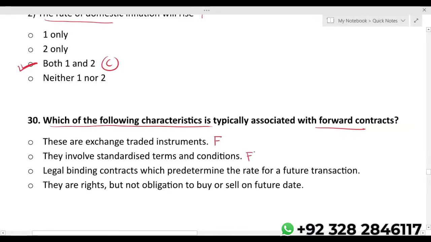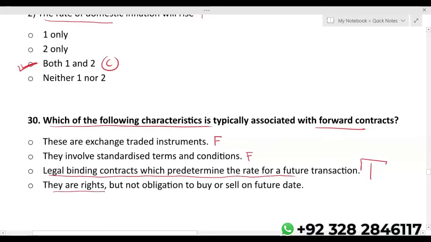I just told you forward is an OTC product, over-the-counter product, which is available from banks. They are tailor-made for you, so they are not standardized. Legal binding contract which predetermines the rate for a future transaction, 100%. It's a legally binding contract where simply the exchange rate becomes fixed for you.